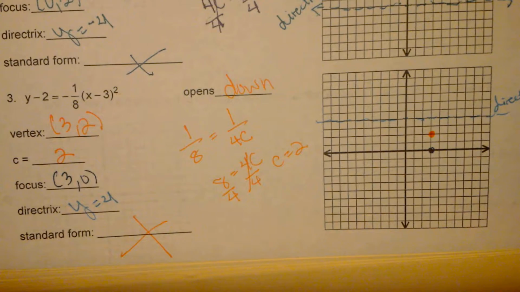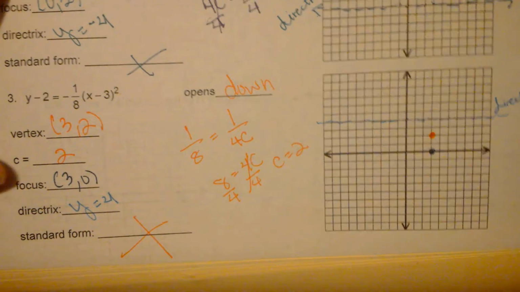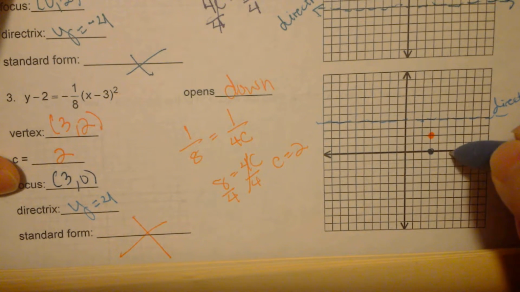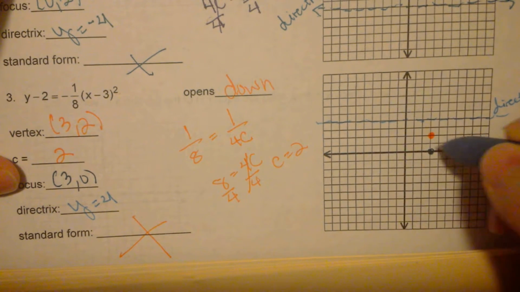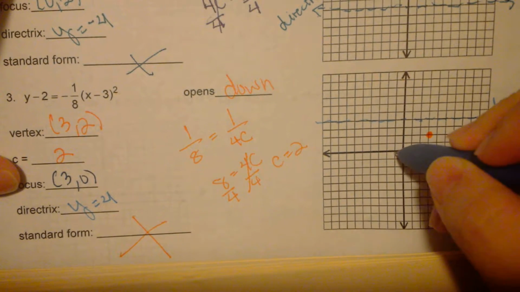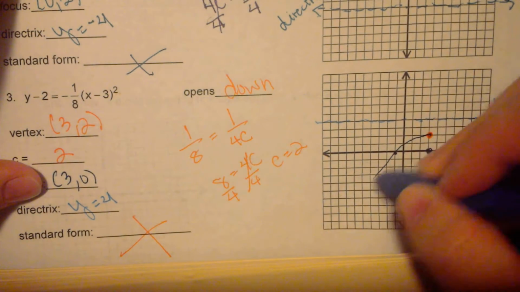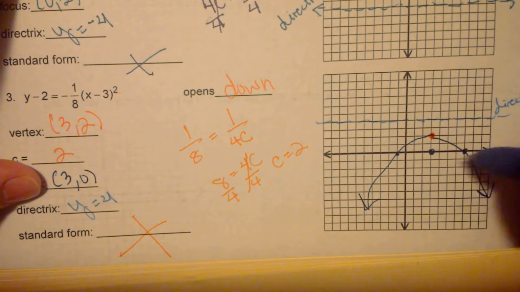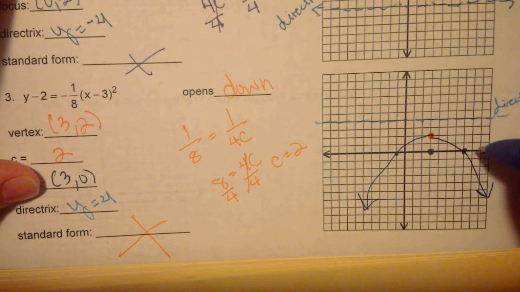I kind of forgot to graph the previous one as well. So from my focus, since c is 2, I'm going to go out 4 on either side. So I have the points negative 1, 0, and 7, 0.